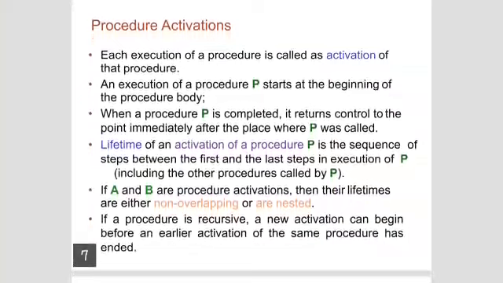was called. Suppose void getData is our function which is to be activated, and whenever it ends, its lifetime is over, then the control is returned to the point immediately after the place where getData was called.